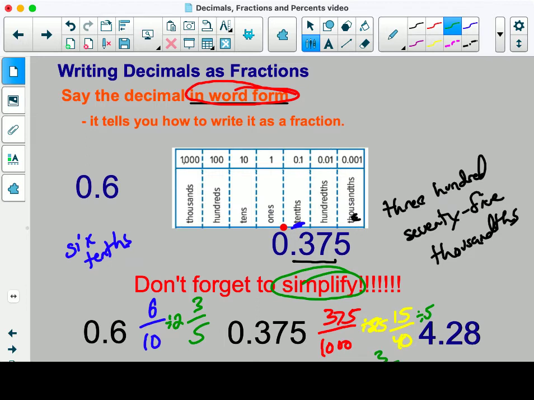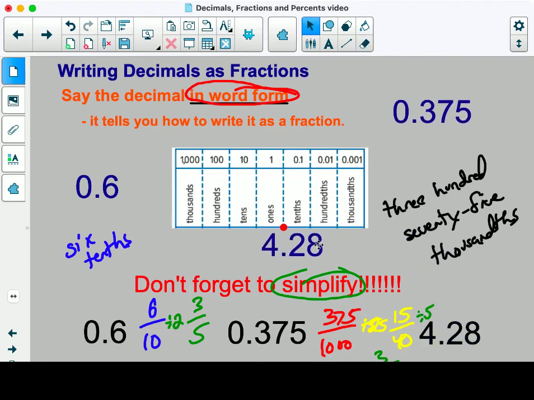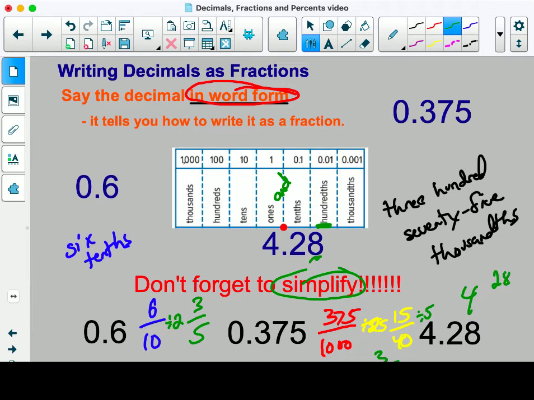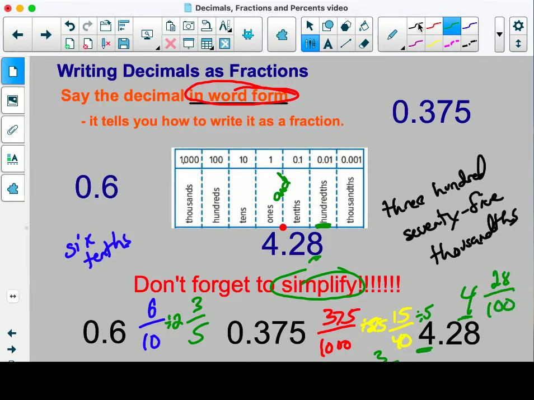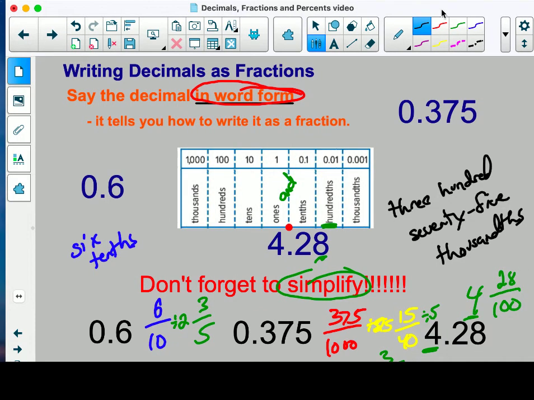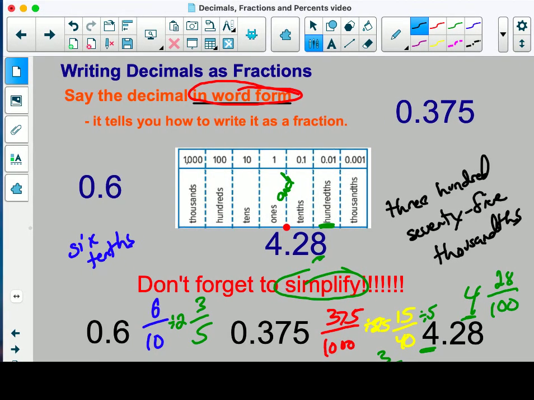But the key is just by saying it in word form. So let's try one more. All right. So when we get to the decimal point, we're going to use the word and. 4 and 28 hundredths, because it goes to the second decimal place. So 4 and 28 hundredths. Notice how the whole number stayed the whole number the whole time. All I did was just write the decimal part as a fraction.